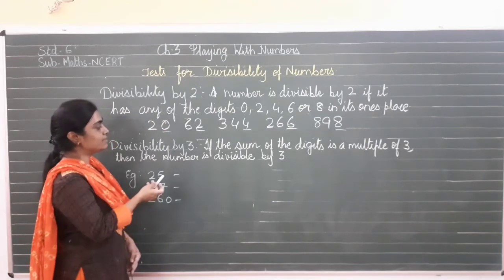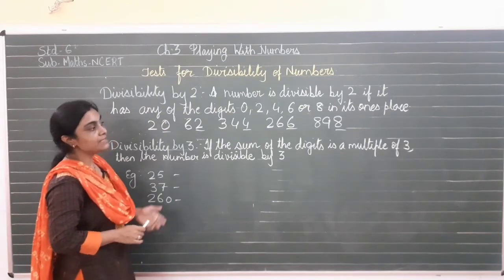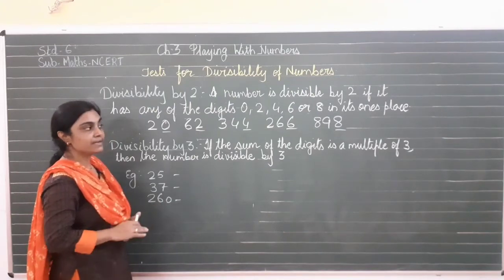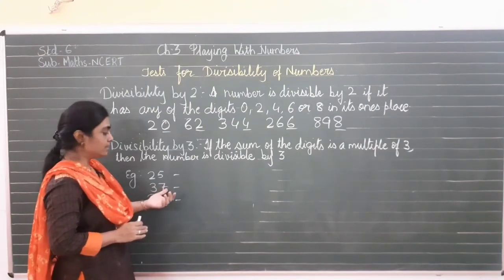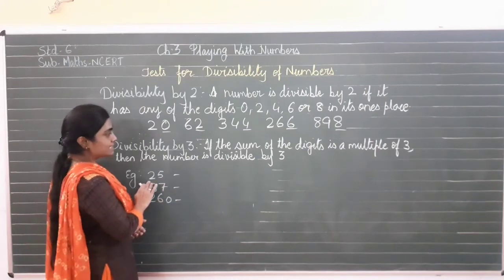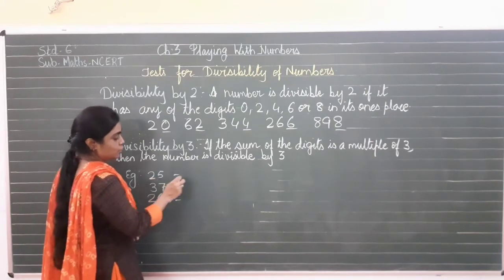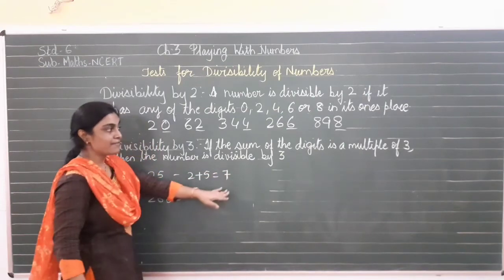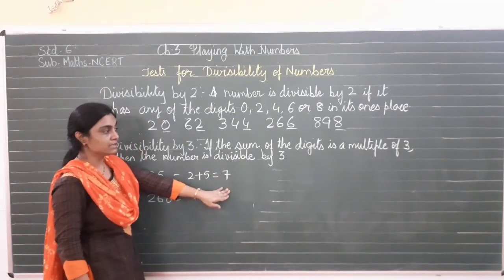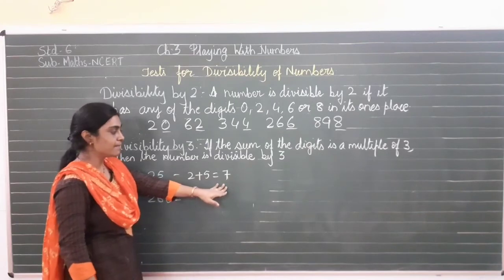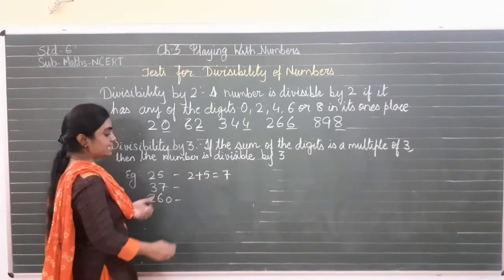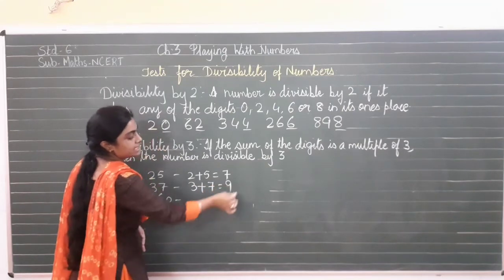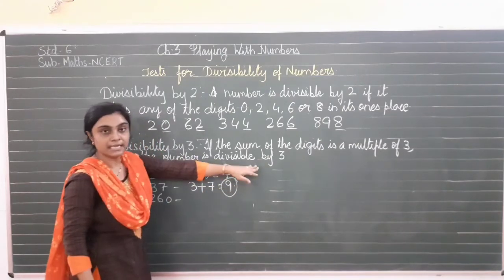Now we will see the divisibility test for 3. If the sum of the digits is a multiple of 3, then the number is divisible by 3. Sum of the digits. Now example is 225. 2 plus 5 is 7. 7 does not come in the table of 3. So it is not divisible by 3. Now 37. 3 plus 7. Sum of the digits is 9. 9 comes in the table of 3.